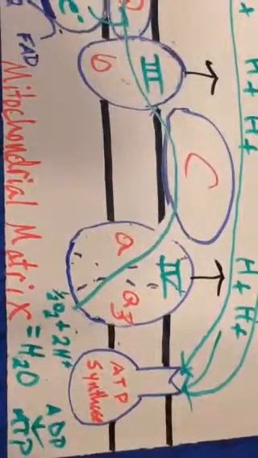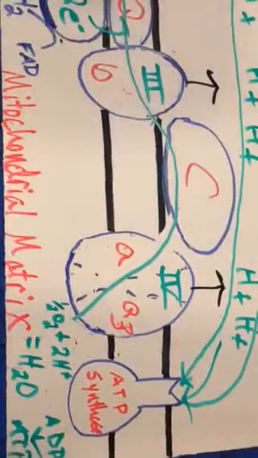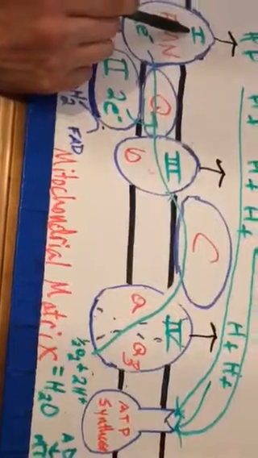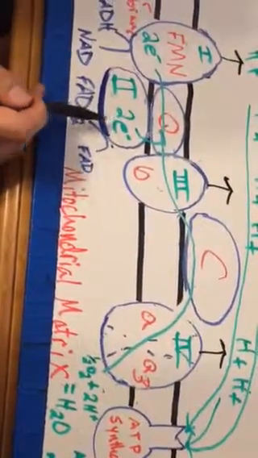The electrons are drawn to the oxygen, and together they form H2O, or water molecule. In my research, I found that these are also referred to as complexes: complex 1, complex 2, complex 3, complex 4. Complex 2 receives the electrons and then sends them to coenzyme Q.